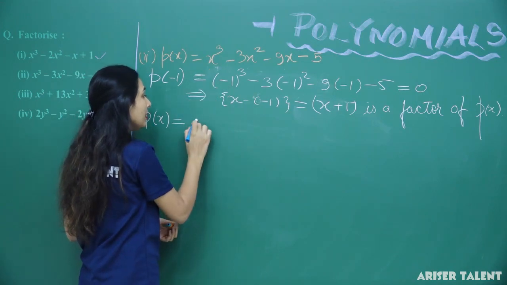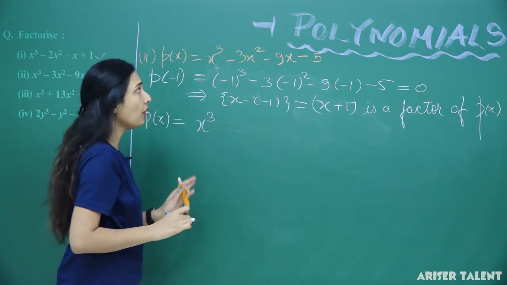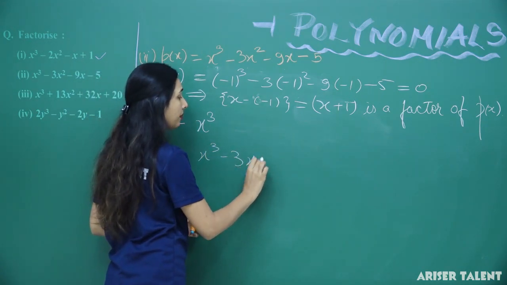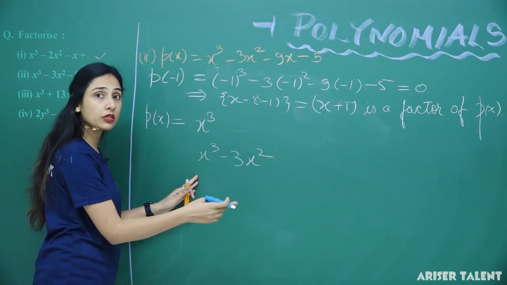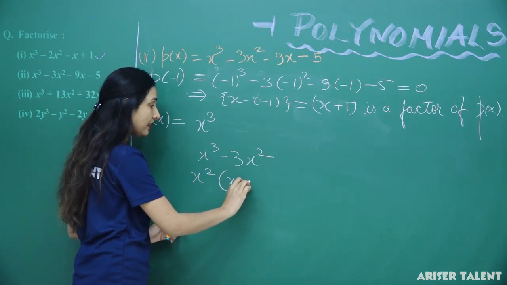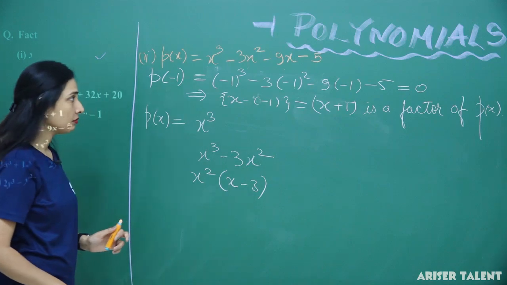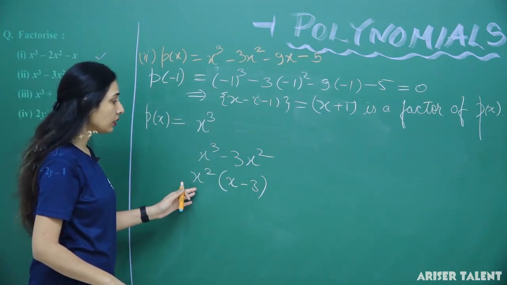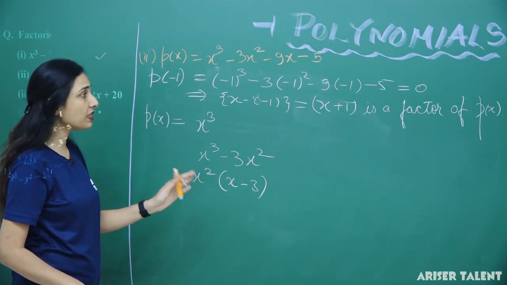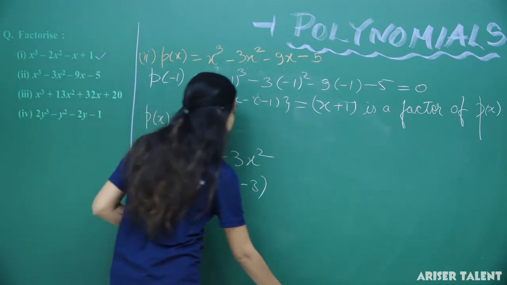So what I am doing here, writing x cube. Now if I write x cube minus 3x square, be very careful about these two terms, and if I pick this x square as common, I will get x minus 3. But no, I have to write it here something like what I can get x plus 1 as common. So what will I do?